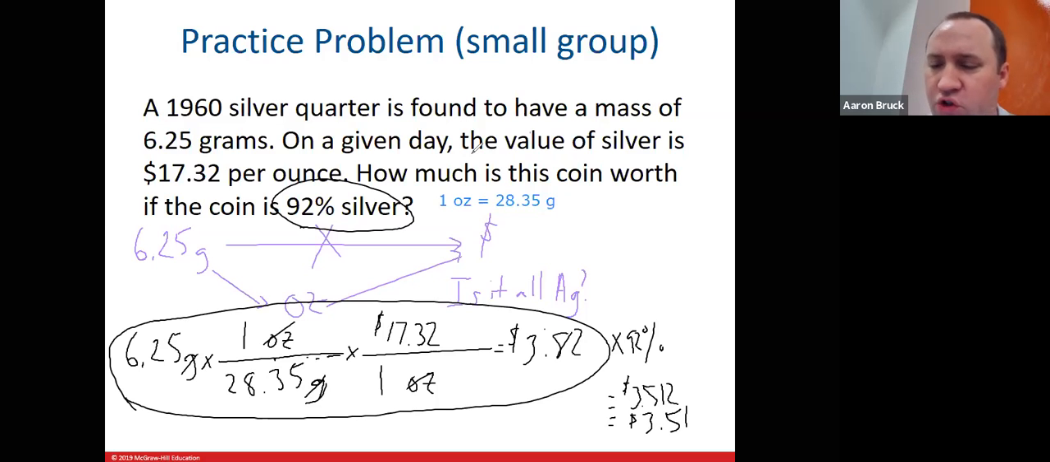If you were at a jeweler or some kind of a silver collector, you might push them to try to round that penny up to $3.52. Either way, that's where you would end up going.